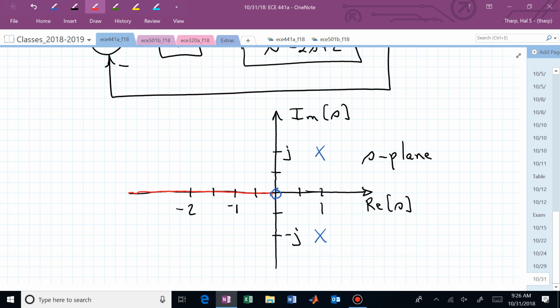What are our asymptote angles? It's just 180, isn't it? So at infinity, we're going off to minus infinity. And as k gets big, one of these branches is going to that finite zero. The other one's going off to minus infinity. Now we have to figure out how we depart from those poles and re-enter the real axis on the stable side of the S-plane.